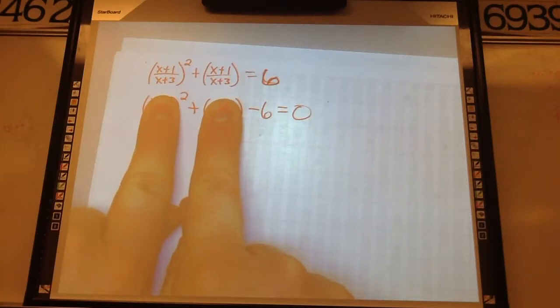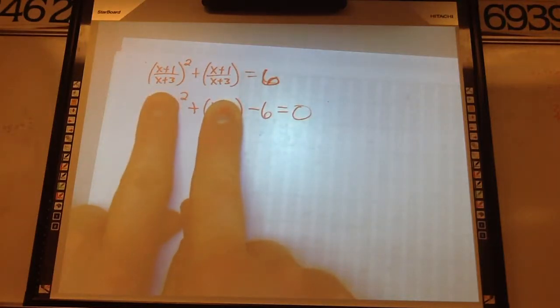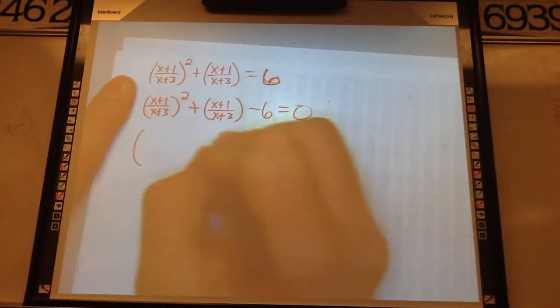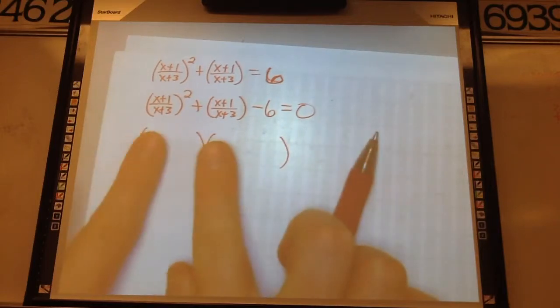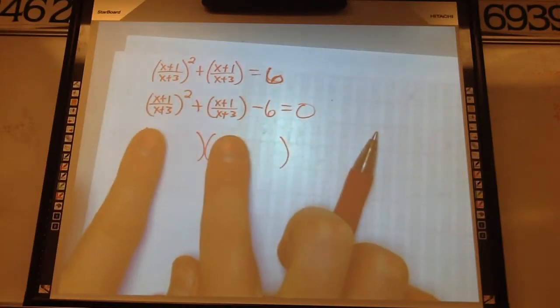Does that look easy to factor? Yeah! I got this thing squared plus this thing squared minus 6 equals 0. Finger squared plus finger minus 6. So then I'll just go, finger x plus, and let's have this thing and this thing go here.